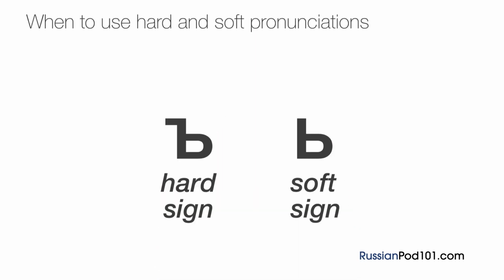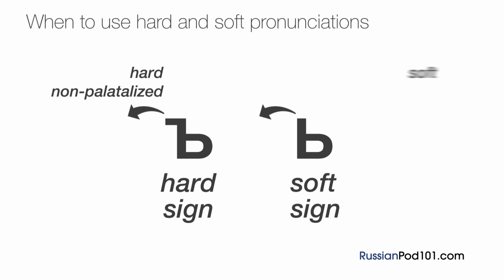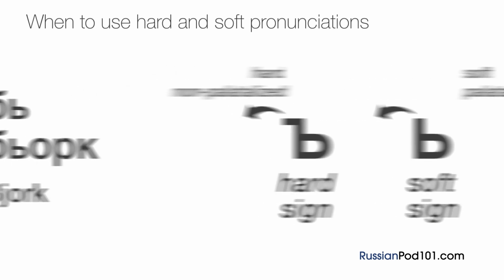Now you know the difference between a hard and a soft consonant, but which pronunciation should you use, and when? Enter these two Russian letters, the hard sign and the soft sign. These two Russian letters are special because they do not produce any sounds on their own. Instead, they modify the sound that precedes them. As you might have guessed, the hard sign indicates that you must pronounce the preceding consonant as hard or non-palatalized, while the soft sign indicates that you must pronounce the preceding consonant as soft or palatalized.